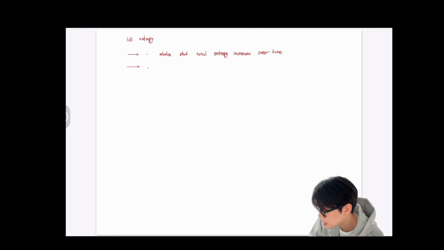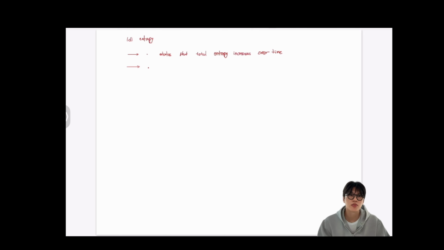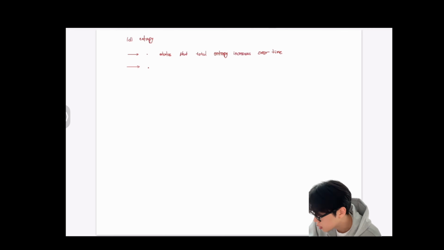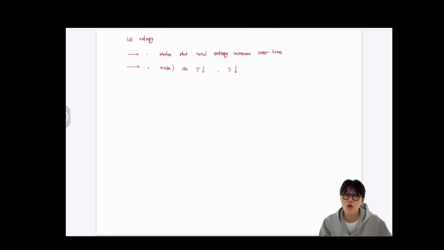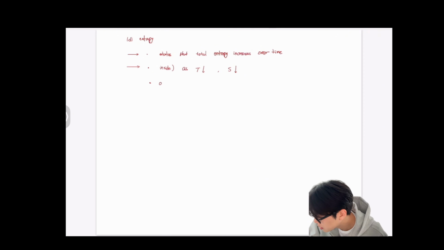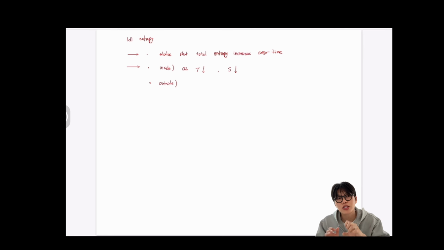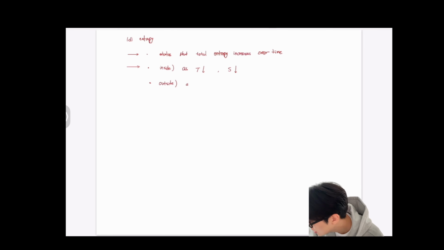And the second thing that I would say is, as the temperature of the room decreases inside, the entropy also decreases, right? So inside the room, as temperature decreases, then the entropy S also decreases. However, outside of the room, the heat is transferred from inside to outside, right? So the outside environment gains thermal energy.